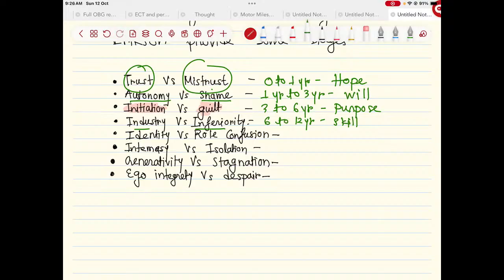And the next one is identity versus role confusion. What do you mean by identity? They try to make their identity. The age is 12 to 25 years. What they do here is show loyalty. They need to do extraordinary things to gain or create a role. So here, what is your loyalty?